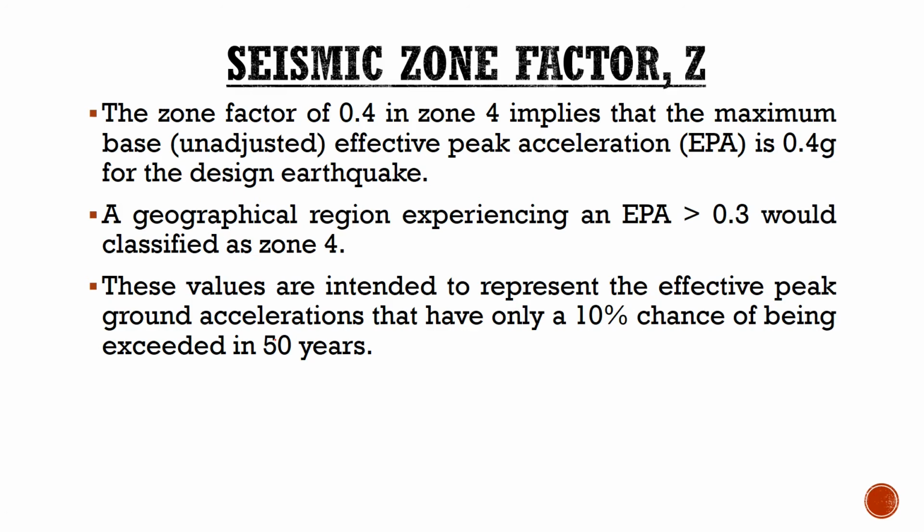Okay, so the zone factor of 0.4 in zone 4 implies that the maximum base or adjusted effective peak acceleration, EPA, is 0.4 G for the design earthquake. So if it is seismic zone 4, we have a 0.4 factor, and it is multiplied with the ground acceleration. So if we are in zone 4, then 0.4 G is our peak acceleration. Okay? But I will show you later, guys.